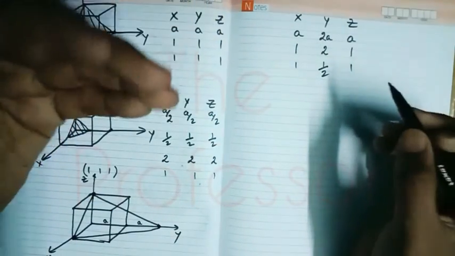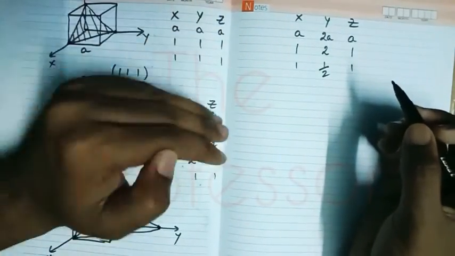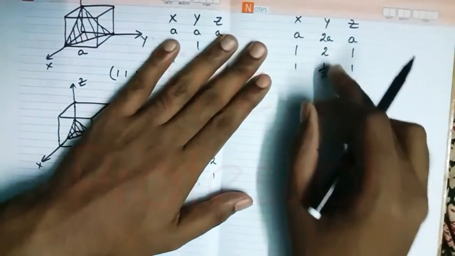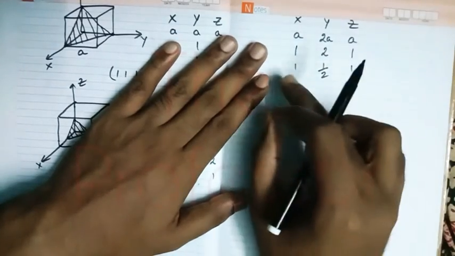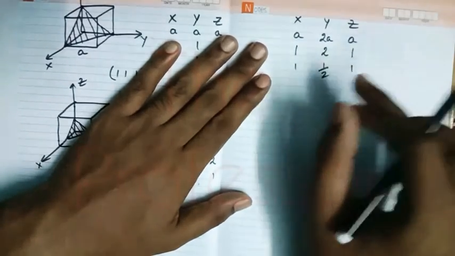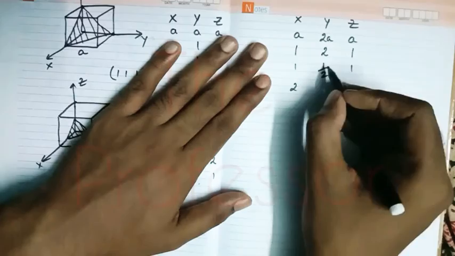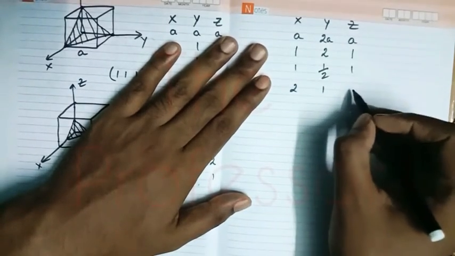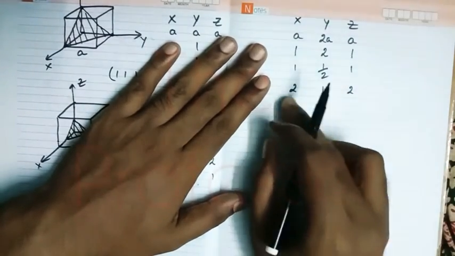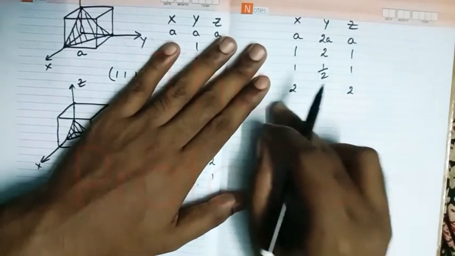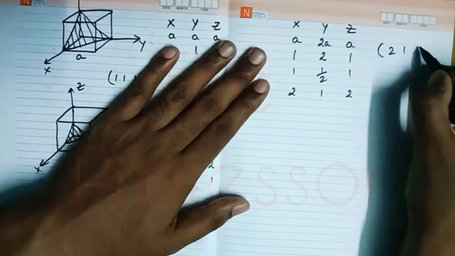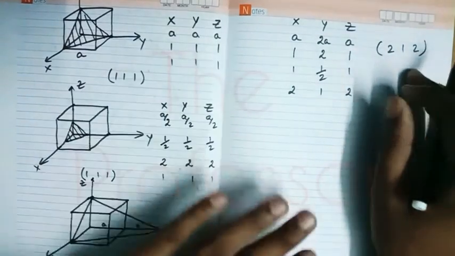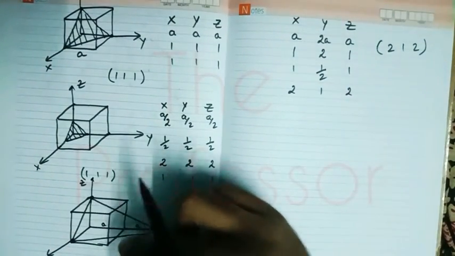Now the last step is simplification. For simplification, what we have to do? We have to replace this fraction. How can we replace this fraction? This fraction can be replaced if these three numbers are multiplied with 2. So 1 into 2 becomes 2. Half into 2 becomes 1 and again this 1 into 2 becomes 2. So finally we get 2, 1 and 2. When we put these three numbers inside a parenthesis, then this represents the Miller indices for this particular plane.